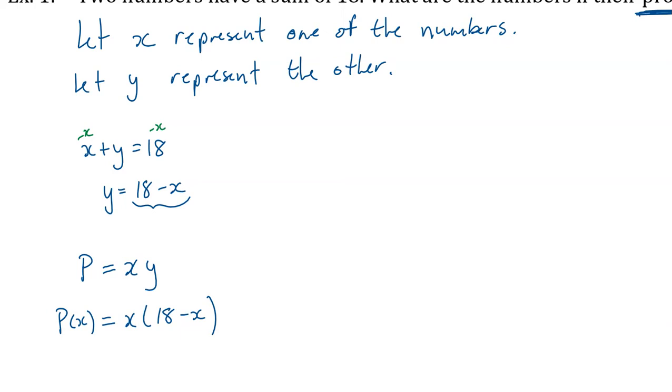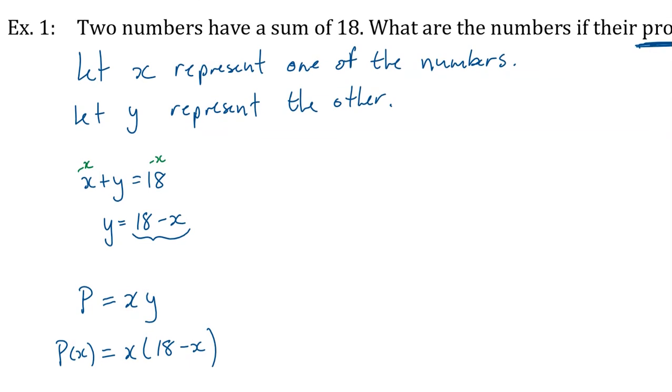Before we move on, if you wanted to avoid using two variables, you have to be able to come up with this without that. So when it says the two numbers have a sum of 18, you could say let x represent one of the numbers, then 18 minus x is the other number. If you can just come up with that, you don't need to introduce a y. But some people struggle with that. They struggle with that relationship.